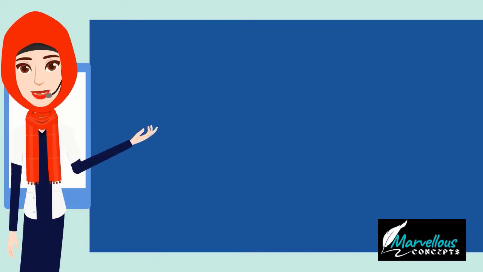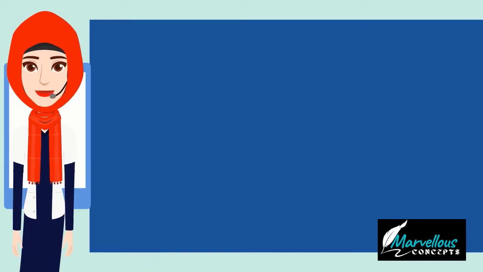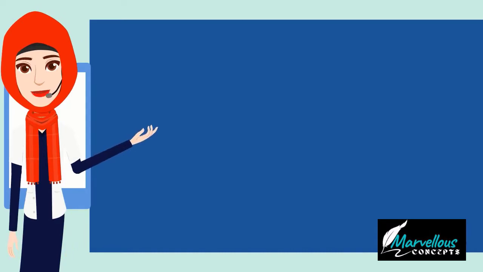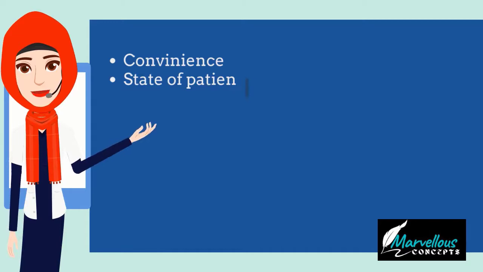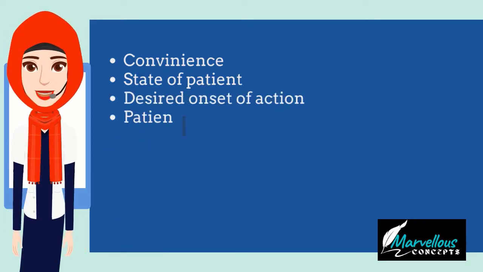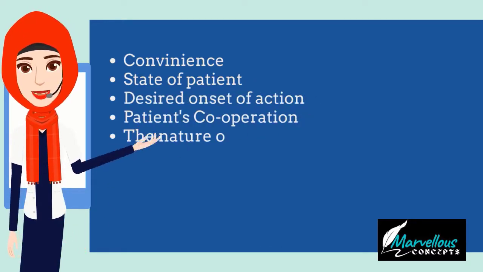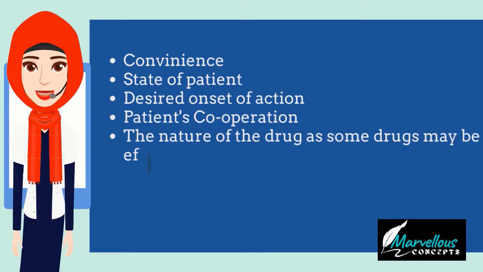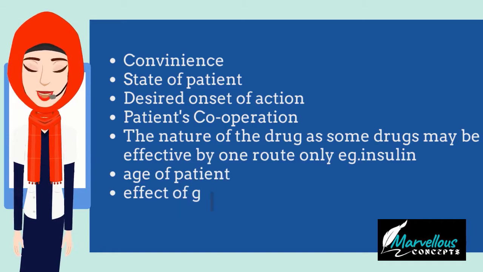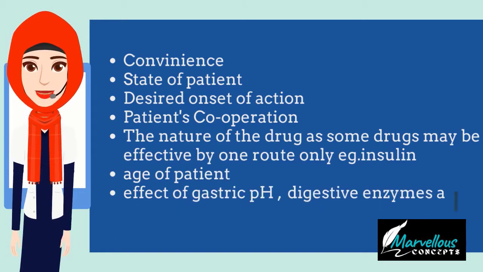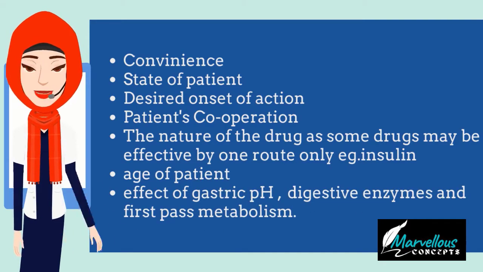Many factors can influence the route of administration that you choose, including convenience, state of the patient, desired onset of action, patient's cooperation, the nature of the drug, as some drugs may be effective by one route only, for example insulin, and age of the patient, effect of gastric pH, digestive enzymes, and first pass metabolism.